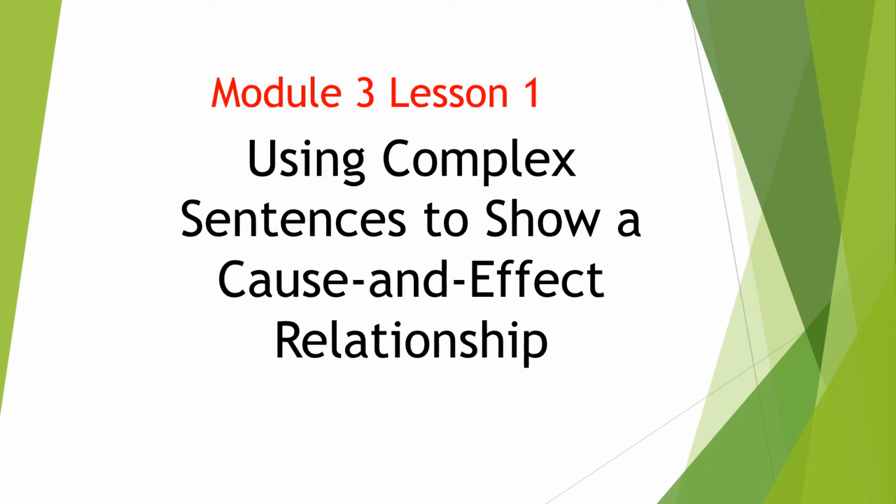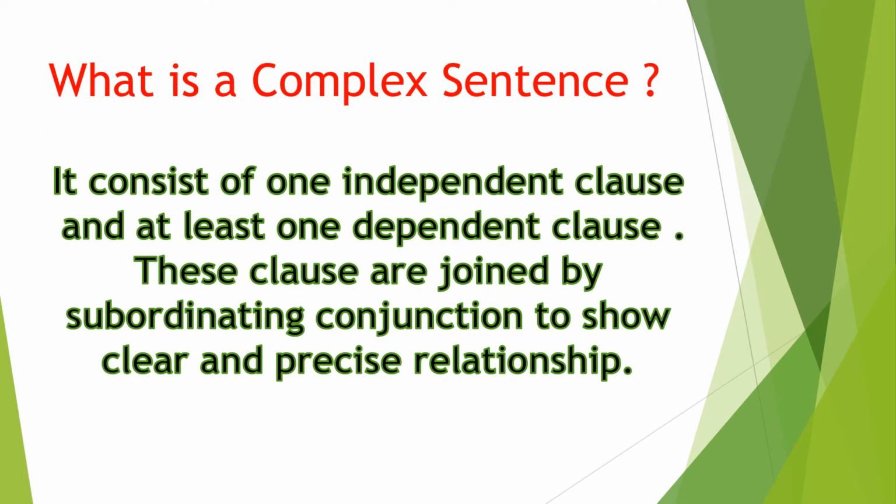For today, our lesson is about using complex sentences to show a cause and effect relationship. What is a complex sentence? It consists of one independent clause and at least one dependent clause. These clauses are joined by subordinating conjunctions to show clear and precise relationship.